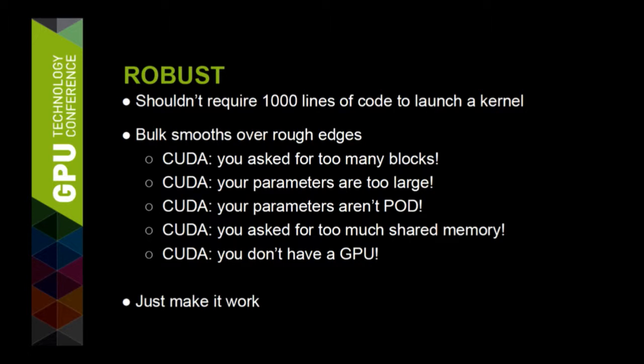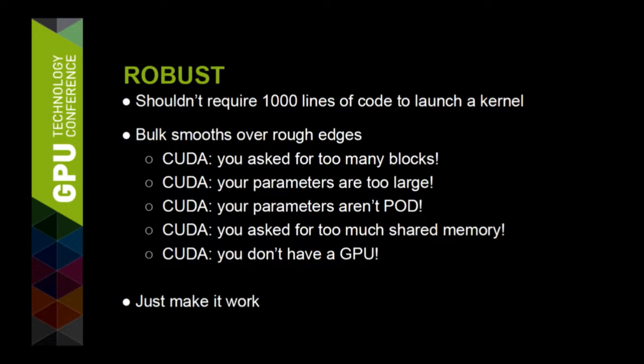What happens if your kernel parameters are too large to fit into the tiny window of parameter memory that a CUDA kernel has? Well, that's another launch failure. What happens if the types of your kernel parameters aren't plain old data? They're C++ types that have weird constructors and destructors. Who knows what happens, because those constructors aren't going to get called, so who knows exactly how it's going to work. If you ask for too much shared memory, that's another launch failure. CUDA doesn't do anything to help you there. It just tells you to go to hell.